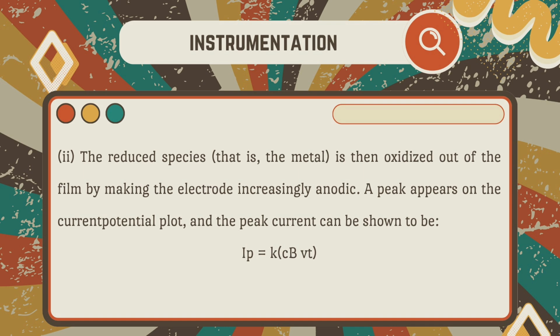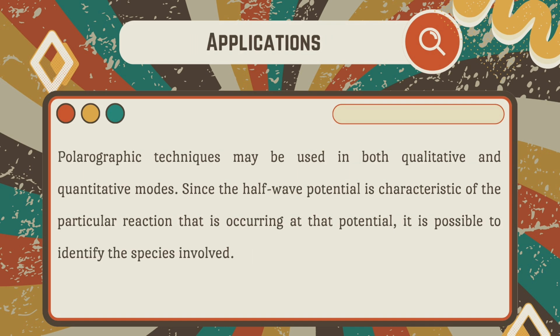the electrode increasingly anodic. A peak appears on the current-potential plot, and the peak current can be shown to be proportional to the expression where the constant K includes the diffusion and other constants, and v is the rate of increase of the anodic potential. The peak potential at which an active species is oxidized is characteristic of that species, and is close to its half-wave potential. So that is the instrumentation, and now we're going to proceed to the applications.